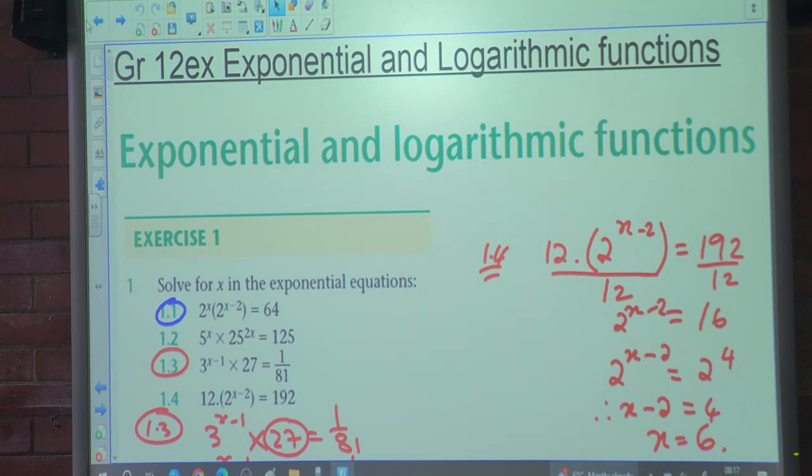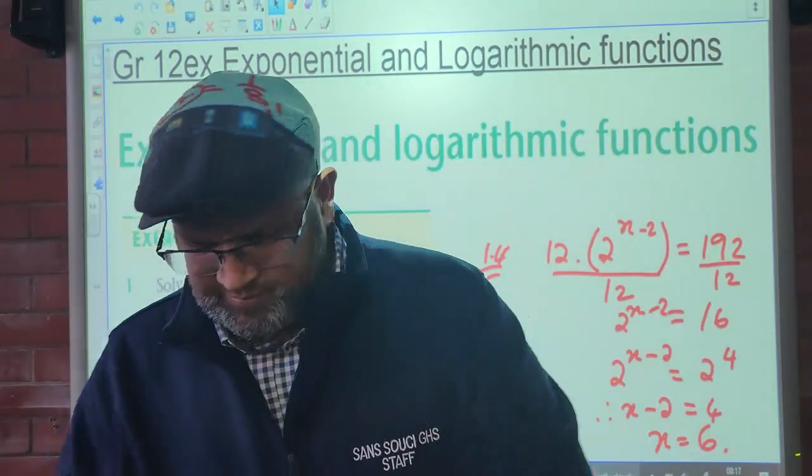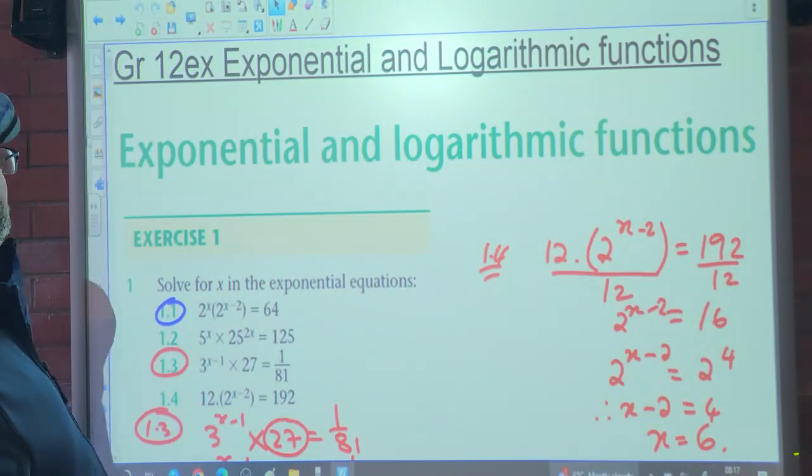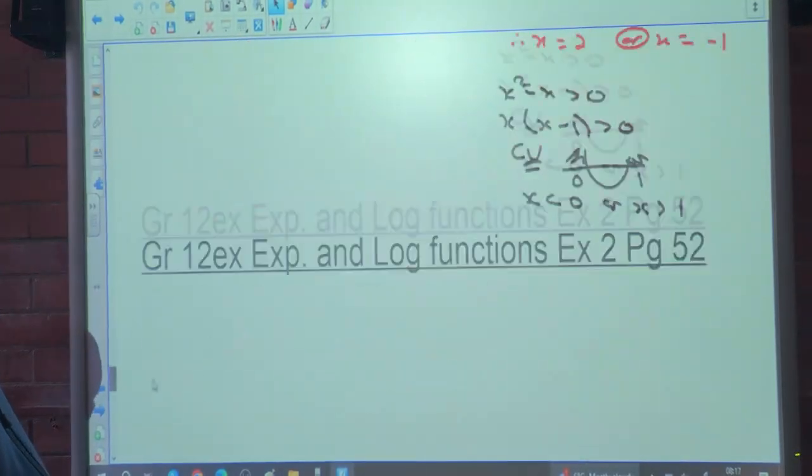So today we're looking at exponential and log functions. We're at exercise 3, and exercise 3 is on page 54.